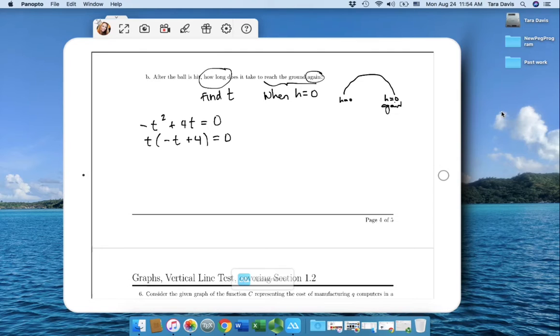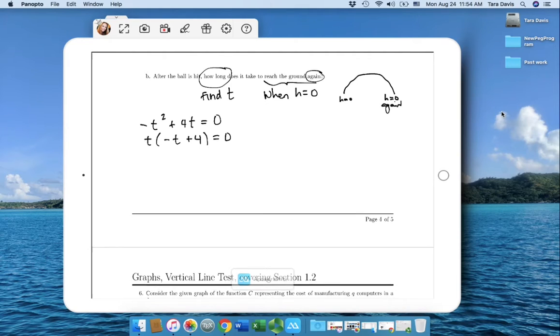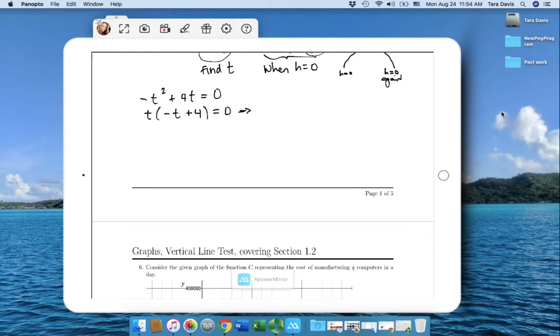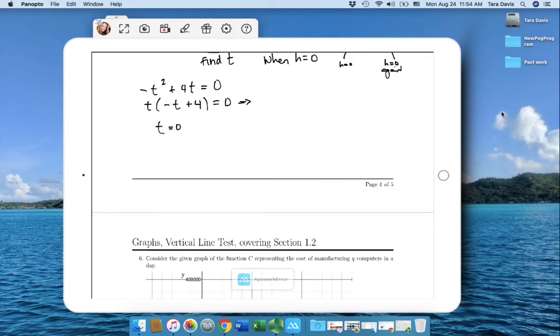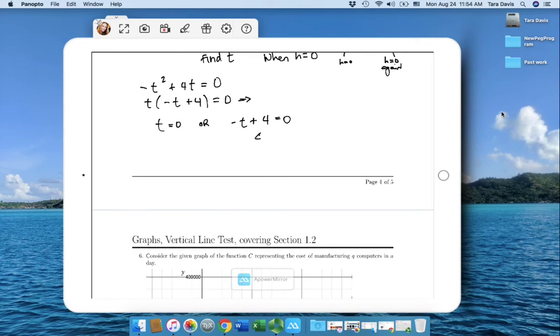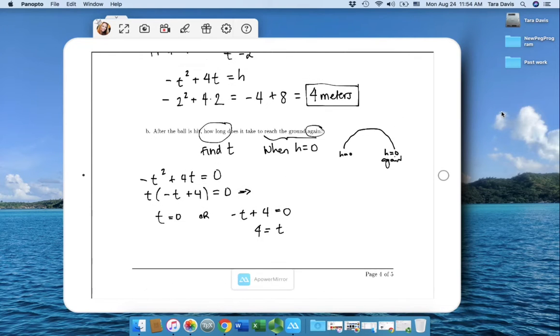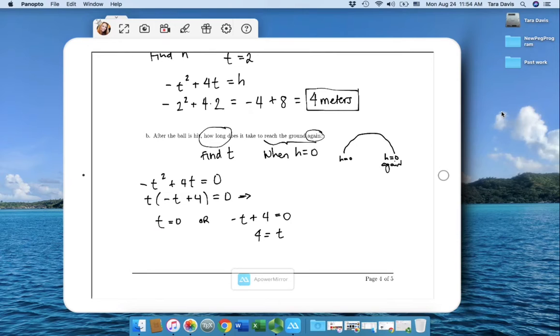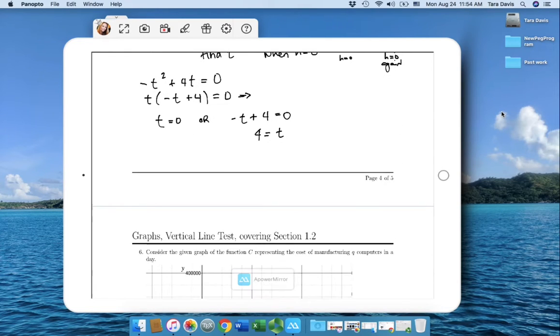And then by the zero product rule, if the product of 2 numbers is 0, then one of them is 0. So this means either t equals 0, that's one solution, or minus t plus 4 equals 0. On this one, I could add t to both sides, and I would have t equals 4. So how do I know which answer to give? Well, t equals 0 is before I hit the ball, so the again one will be t equals 4.